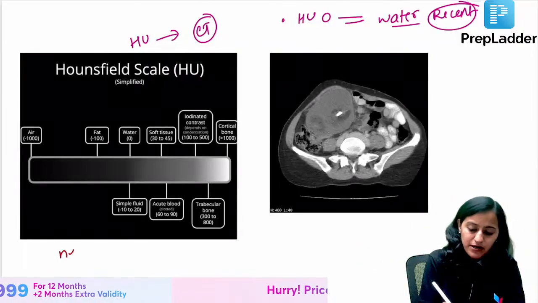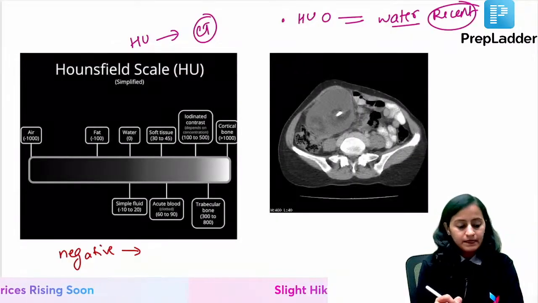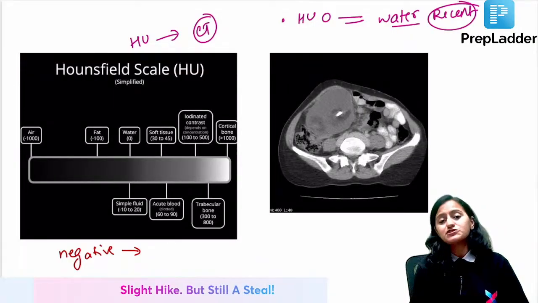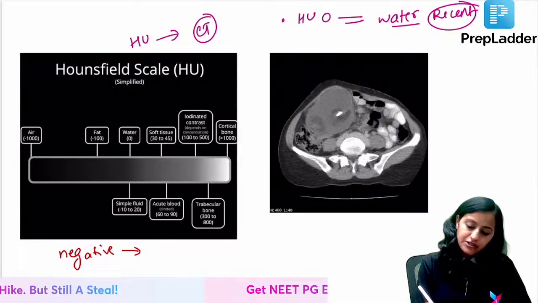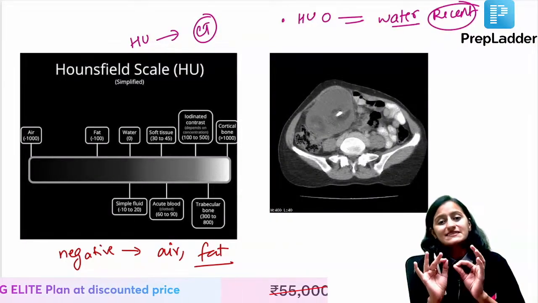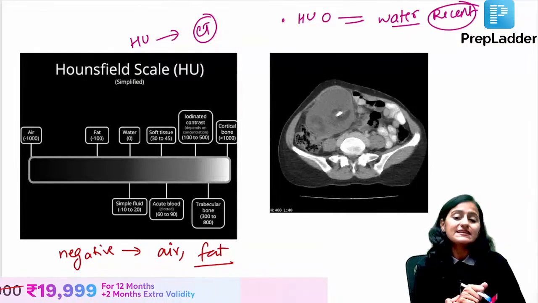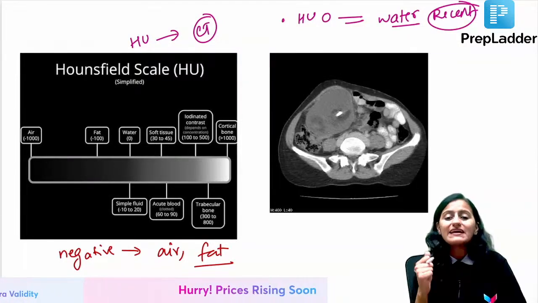So another important question, what substances have negative HU value? Very good. Remember, air and also fat. Fat is less dense than water, not more dense, right? Fat is like oil, less dense than water. So air and fat have negative HU value.